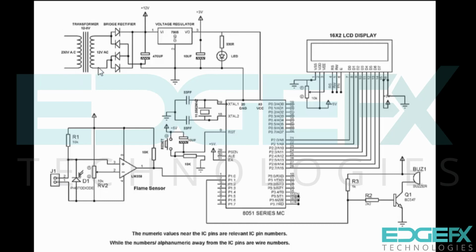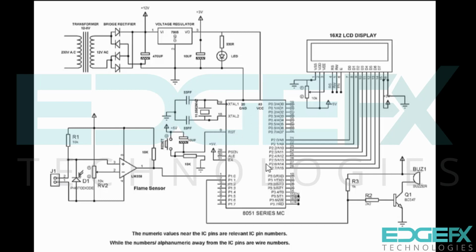We use a step-down transformer which will step down our 230 volt AC to 12 volt AC. After that we have a bridge rectifier. It converts AC to DC. Here we have a 470 microfarad capacitor acting as a filter. After that we have a 7805 voltage regulator, the output of which will be plus 5 volt DC. After that we have a red LED for power indication in series with a 330 ohm resistor.